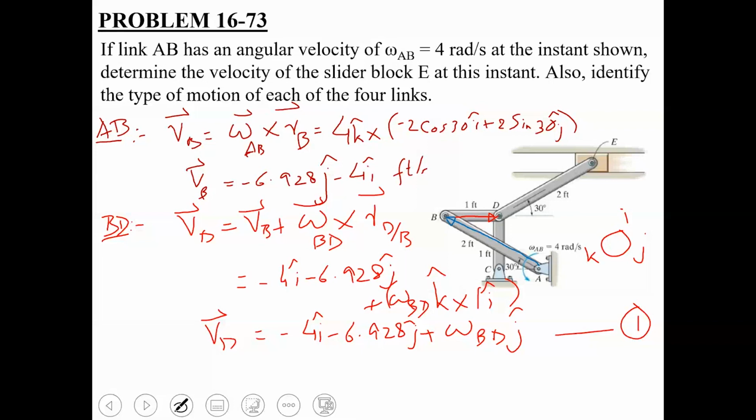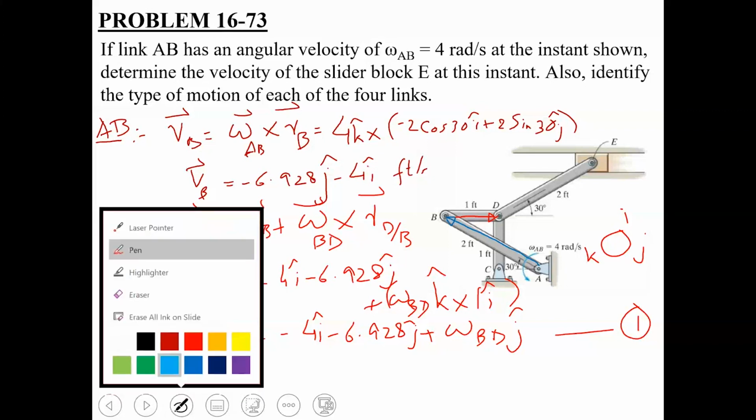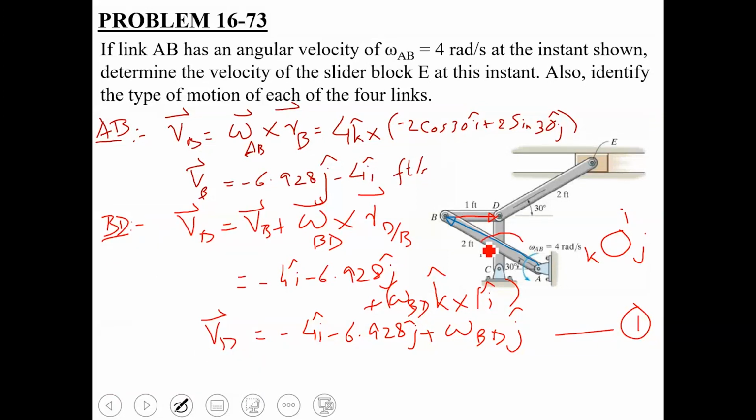Now, if we consider this link CD, what type of motion is this link CD undergoing? Pure rotation. So if I ask you to determine the velocity of any point on this link CD, what should be the direction of velocity? Towards the left. How have you judged it? Since link AB is rotating in a counterclockwise direction, link CD would also rotate in a counterclockwise direction in order to be consistent with the motion of AB.